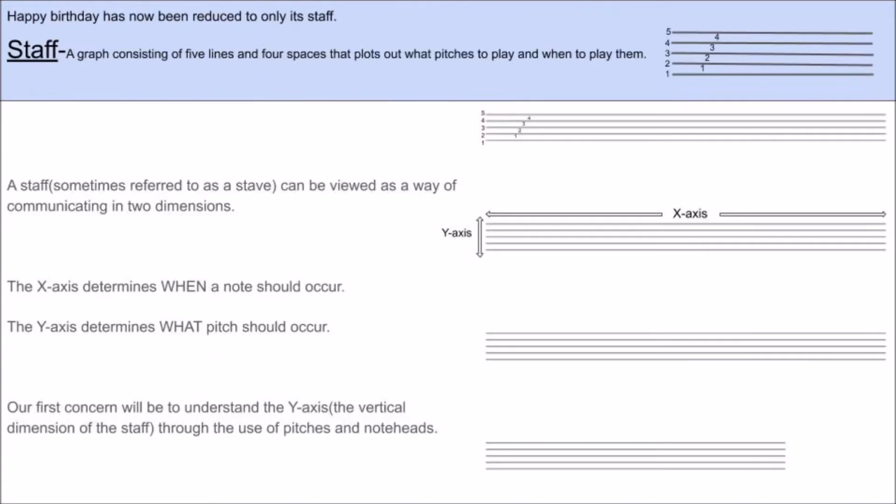The first concept we are going to tackle is the staff, sometimes referred to as a stave. This is a graph consisting of 5 lines and 4 spaces that plot out what pitches to play and when to play them. Another way of looking at this is having 2 axes, a y-axis and an x-axis. The x-axis controls when a note should occur in time, and the y-axis determines what pitch you would hear. Our first concern is going to be to understand the y-axis, or the up and down dimension of the graph.